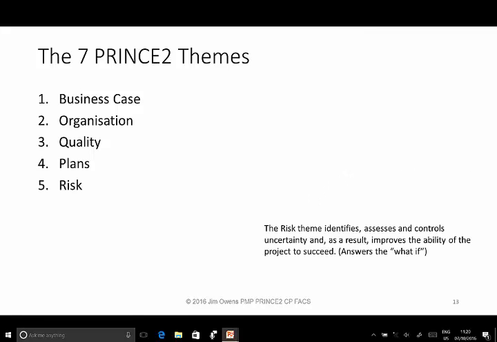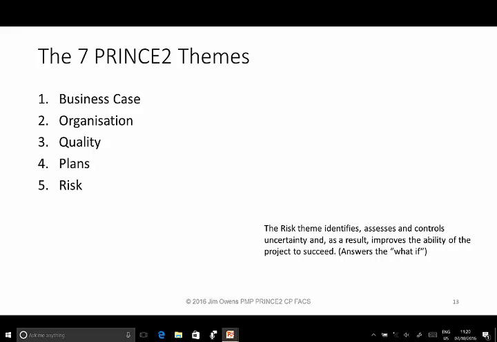Theme number 5, the risk theme. The risk theme identifies, assesses and controls uncertainty, and as a result improves the ability of the project to succeed. It answers the question, what if? What if this happens? What if this doesn't happen? How can we prevent this from happening, or at least reduce the risk or impact? The purpose of the risk theme is to identify, assess and control uncertainty, and as a result improve the ability of the project to succeed.